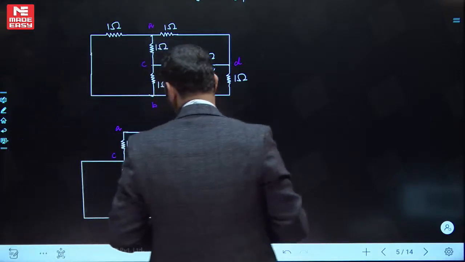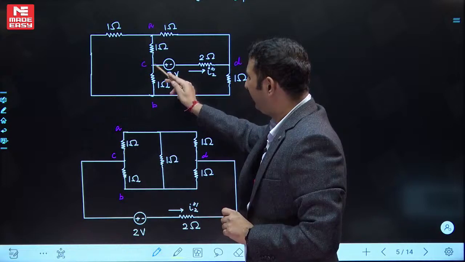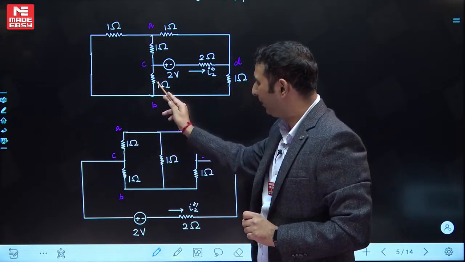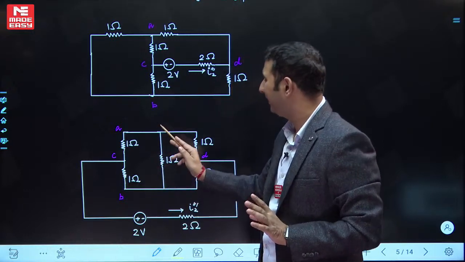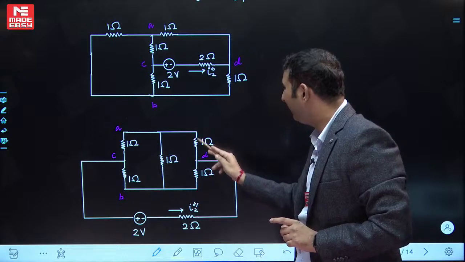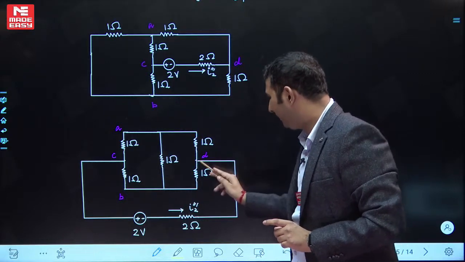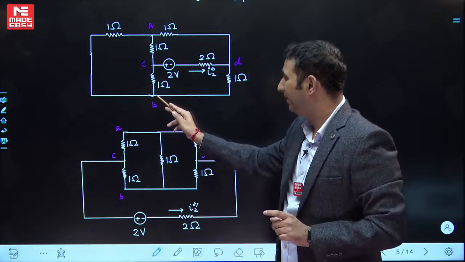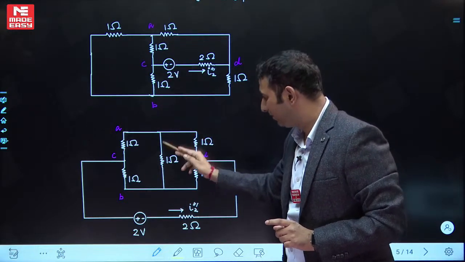चलिए यहाँ देखते हैं. A और C के बीच में 1 ओम कनेक्टेड था, A और C के बीच में 1 ओम कनेक्टेड है. C और B के बीच में 1 ओम कनेक्टेड था, C और B के बीच में 1 ओम कनेक्टेड है. A और D के बीच में 1 ओम था, A और D के बीच में 1 ओम है. D और B के बीच में 1 ओम था, D और B के बीच में 1 ओम है. बस ये जो मैंने बाहर से बनाया था A और B के बीच में, वो मैं अंदर से बना रहा हूँ A और B के बीच में.